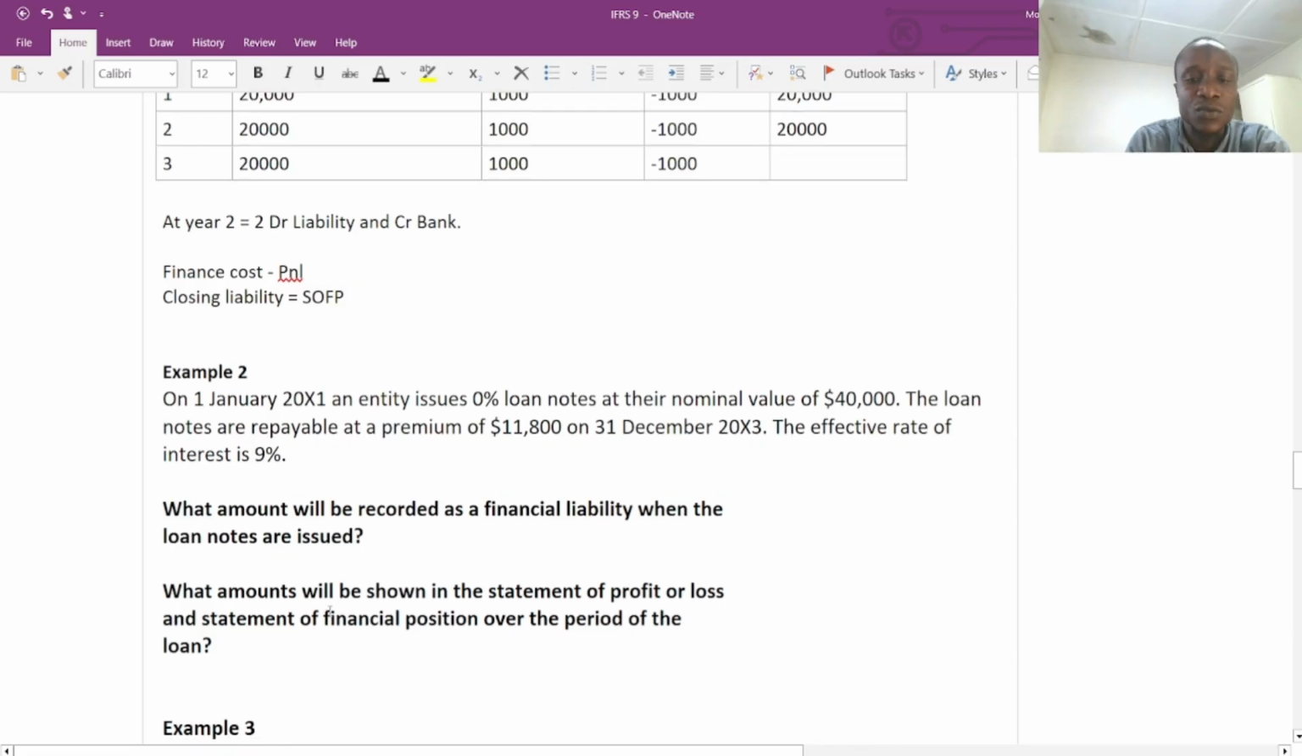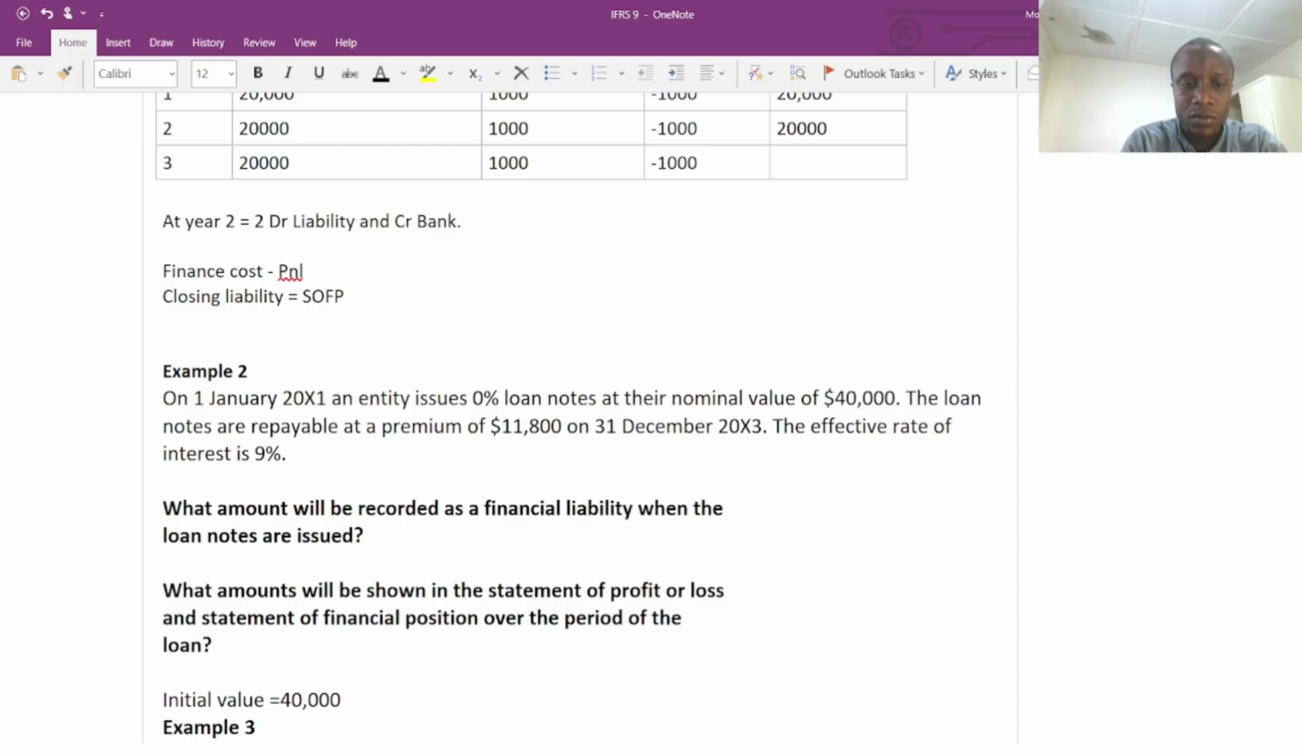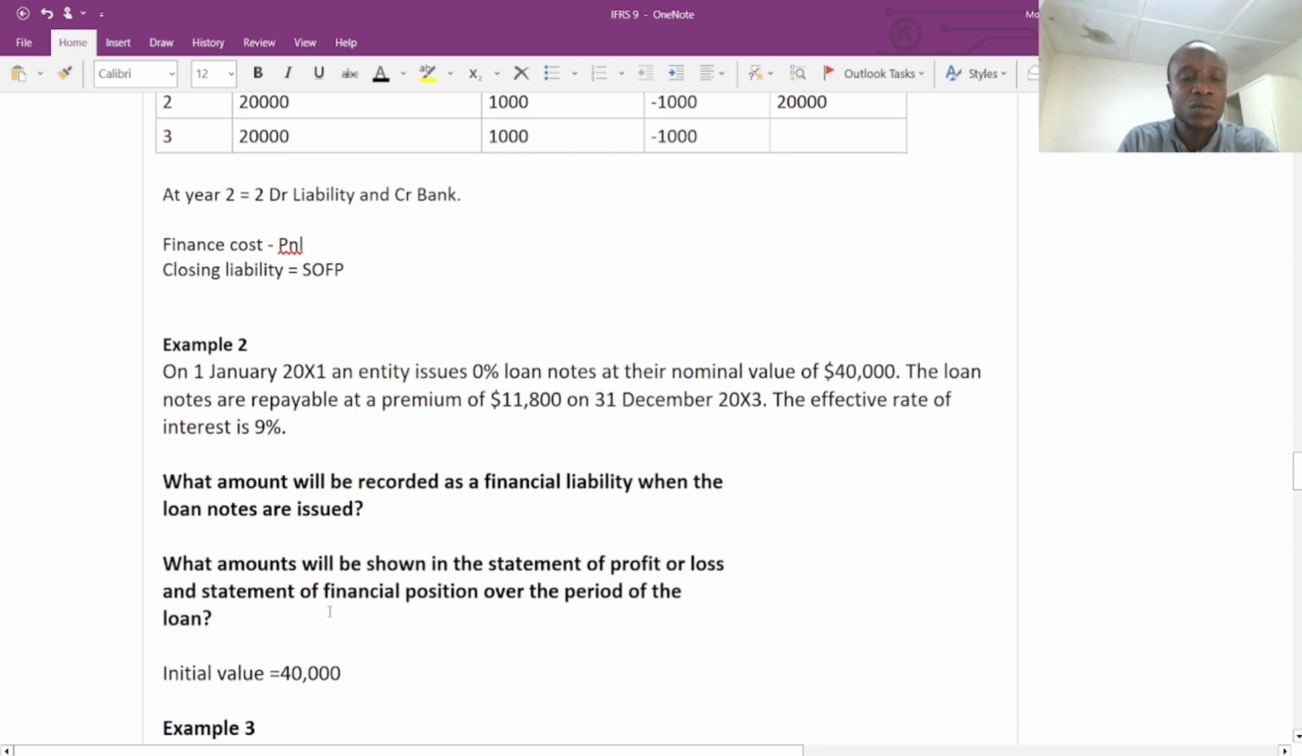For example 2, same requirement: on 1st January 2021, an entity issues 0% loan notes at a nominal value, so the initial value is the nominal value of 40,000, and the loan notes are repayable at a premium. At premium, very important, on 31st December 2023, 1, 2, and 3. So in 3 years' time, the loan notes will be repayable at a premium.